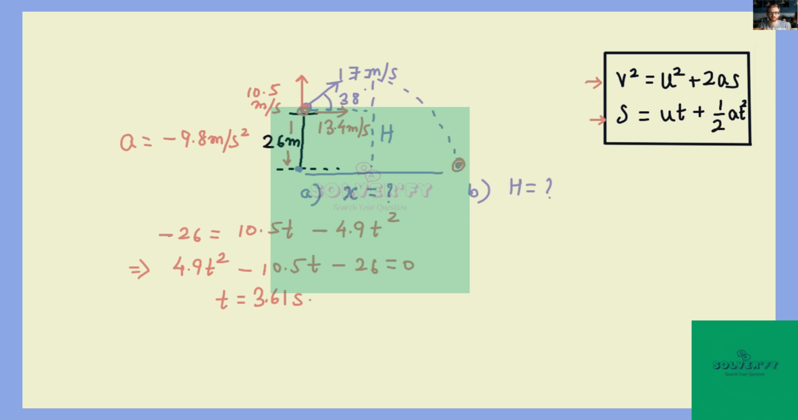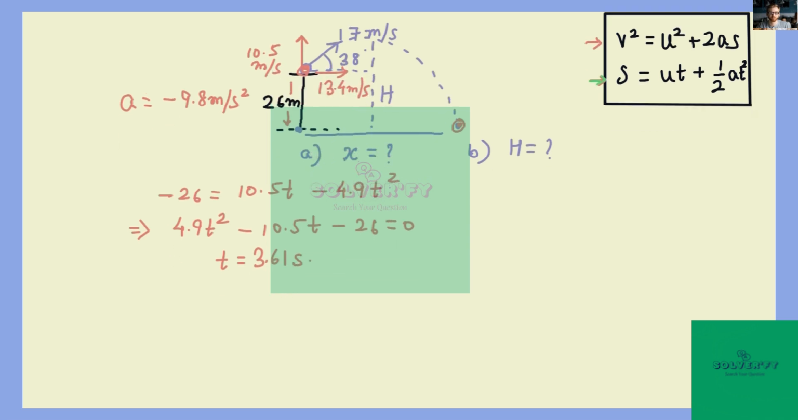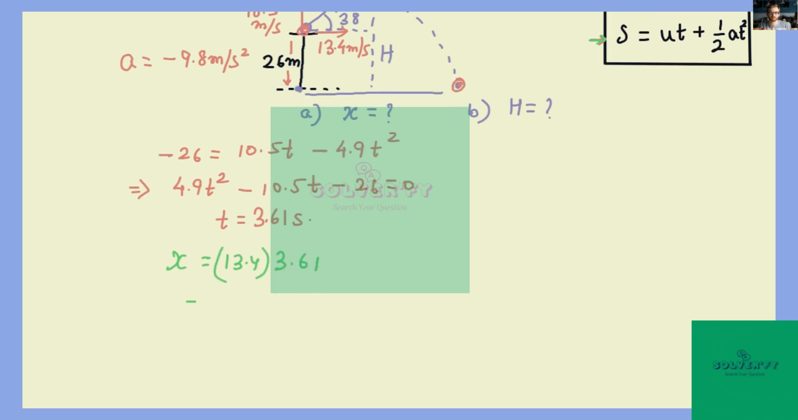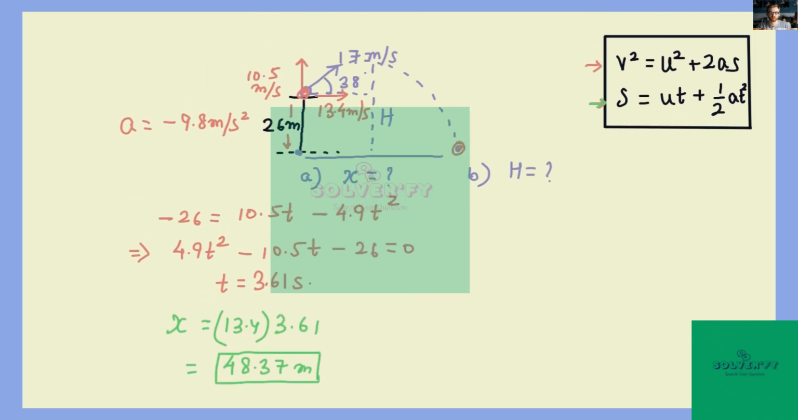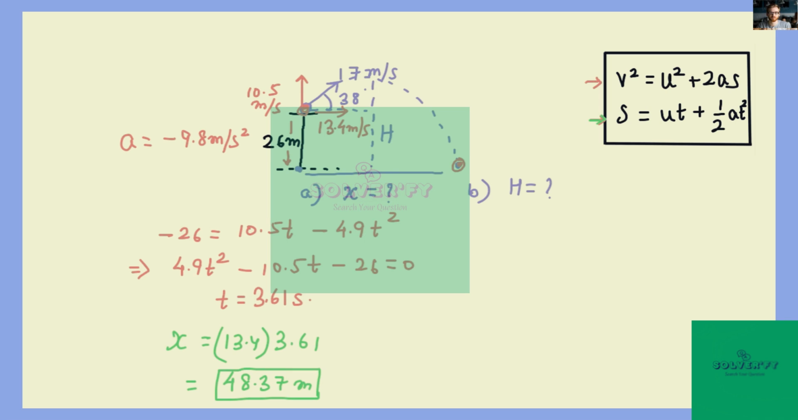Now we can use the same equation with the variables in the horizontal direction. Doing that, we get the displacement in the horizontal direction x as 13.4 times t, because the acceleration in the horizontal direction is 0. When we multiply 13.4 with 3.61, we get the displacement as approximately 48.37 meters.